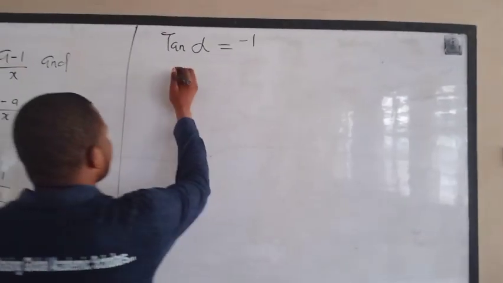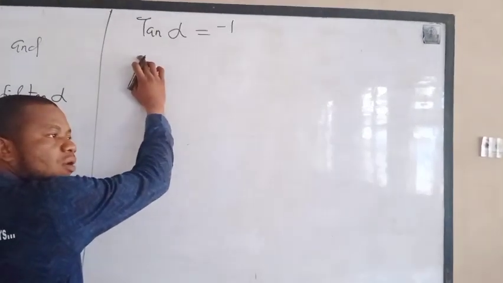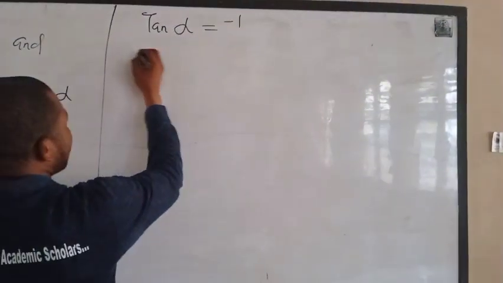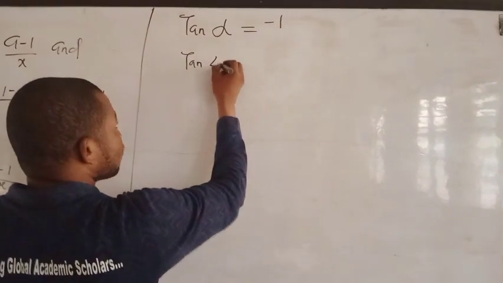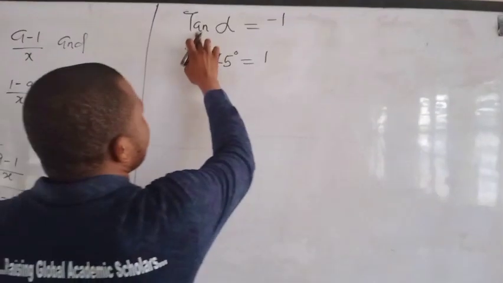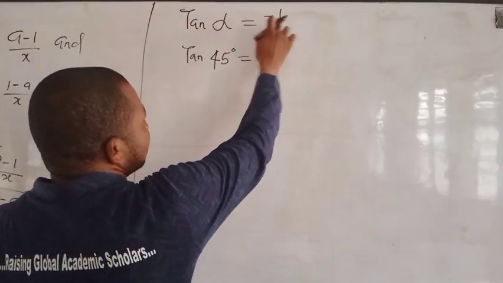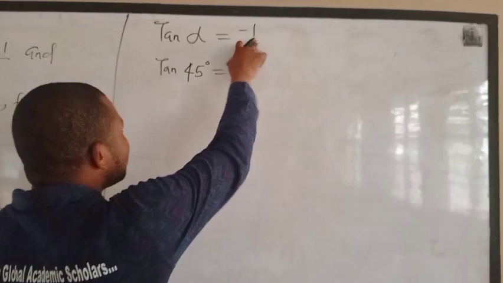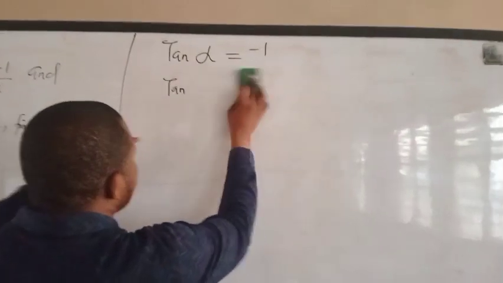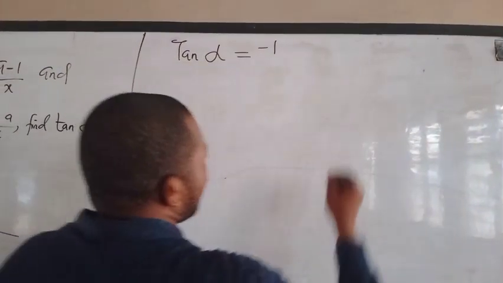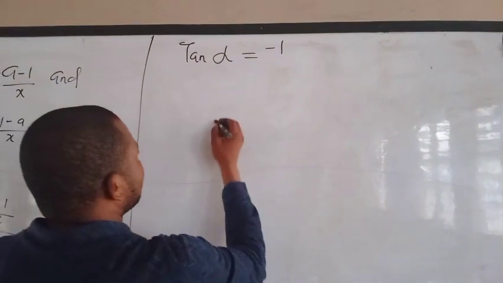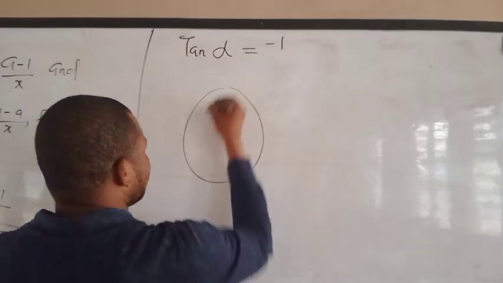Now, under normal situation, we know from our special angles, trigonometric identities, that tan 45 degrees equals 1. But here now we are having that tan is actually negative. What we're having here is -1, meaning that our tan is negative. So this one has already given us a clue on what the answer will look like. From our quadrants, so you have to consider quadrants. Let me draw a quadrant here.